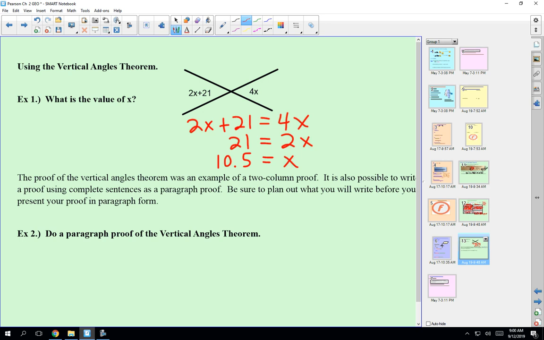It's always a good idea here, too. There's a suggestion here in terms of writing 2-column proofs, or writing any proofs, is to plan it out ahead of time. Let's go ahead and, well, I guess we're done with this. X equals 10.5. What they'll oftentimes ask us to do is plug the 10.5 in and get the angles. They didn't in this one, so we're just using the vertical angles theorem to set them equal, solving for x.